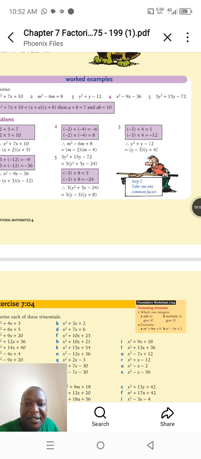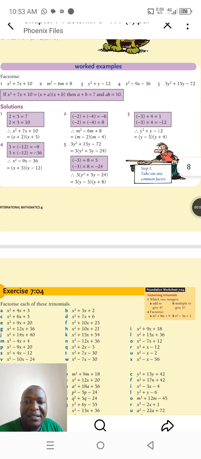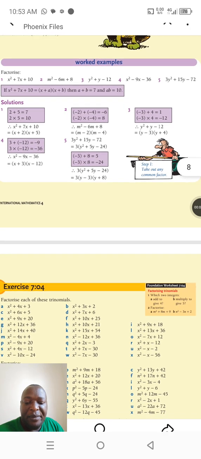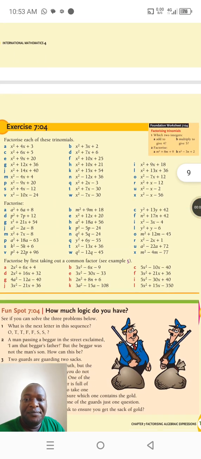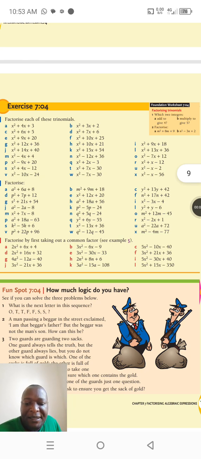I repeat, the factorized number 3 into the variable y minus 3, that is the negative 3 is the number that we have just identified, into y plus the second number identified as 8. So 3 into y minus 3 into y plus 8 becomes the factorized format of the expression for question number 5. So what follows is the exercise for you to attempt.